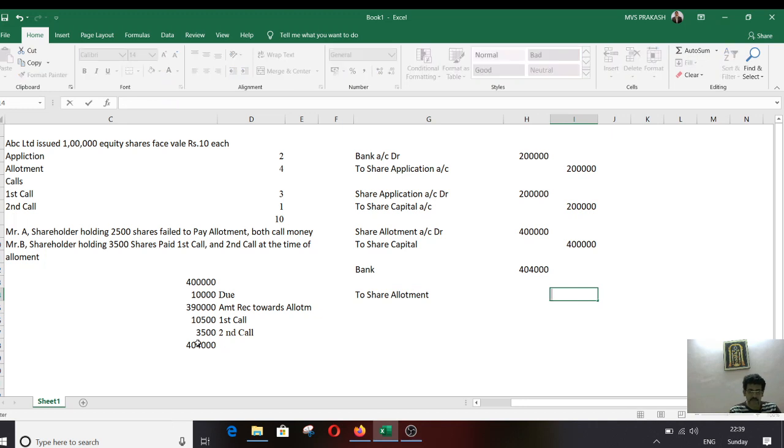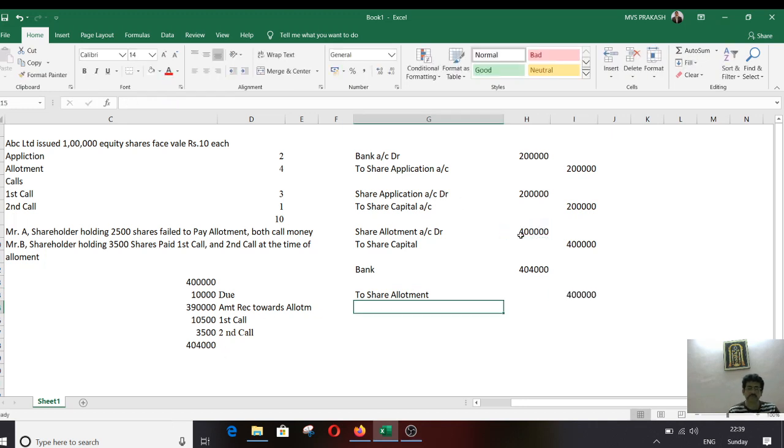Only I'll be transferring the amount of your allotment. 4 lakhs only will be transferred. What about the remaining balance? The remaining balance includes something we have discussed earlier: calls in advance is a liability. So I need to consider calls in advance here.